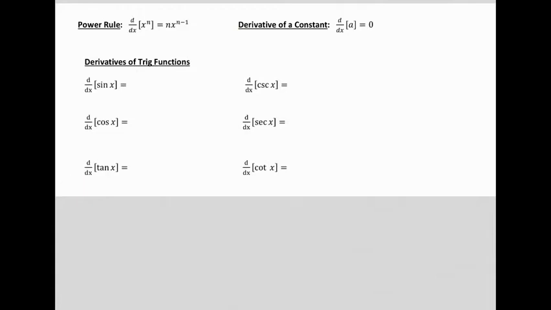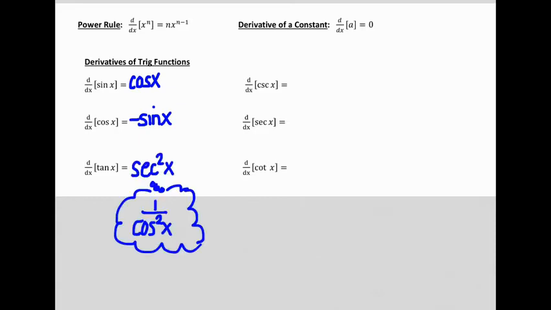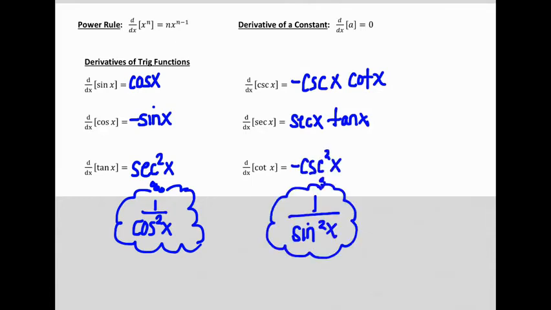There are a few functions that we need to have memorized, the trig functions. The derivative of sine is cosine. Derivative of cosine is negative sine. Derivative of tangent is secant squared, otherwise 1 over cos squared. The derivative of cosecant is negative cosecant x cotangent x. The derivative of secant is secant times tangent. And the derivative of cotangent is negative cosecant squared x, or 1 over sine squared x.